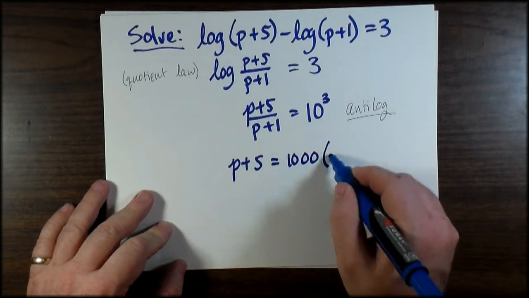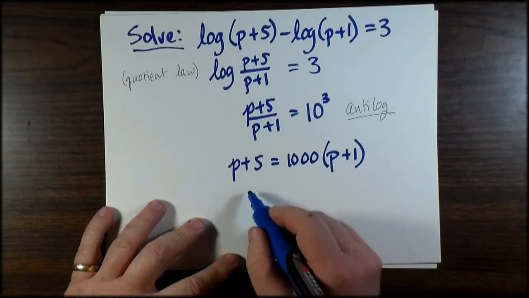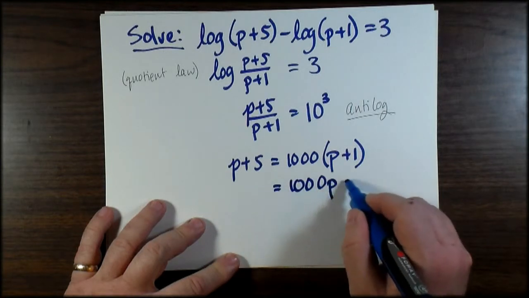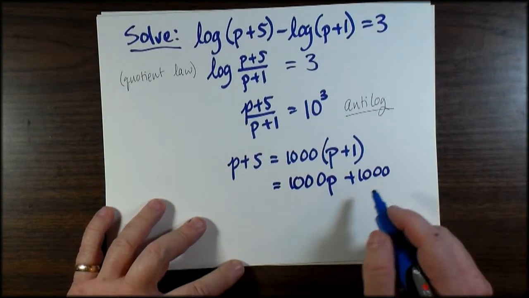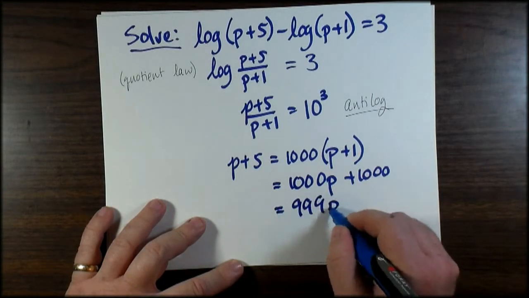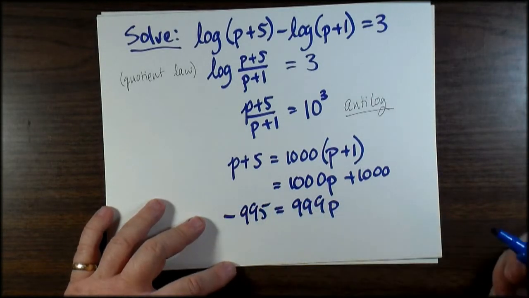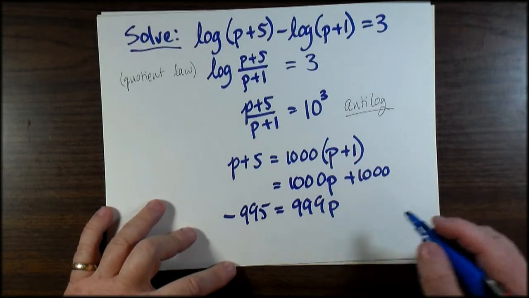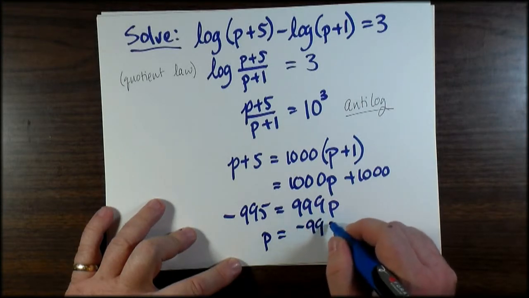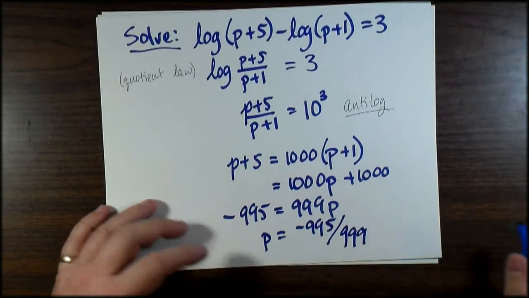Multiplying both sides by p plus 1 gives us p plus 5 equals 1,000 times p plus 1. And if we blow away the brackets and gather our like terms, we can solve for p. So here p is negative 995 over 999.